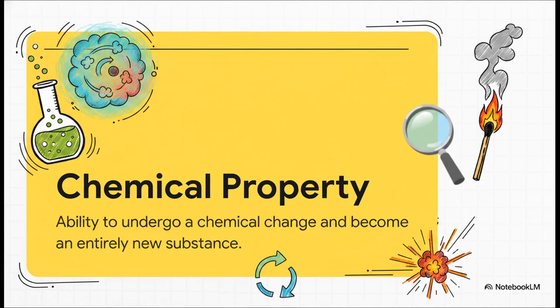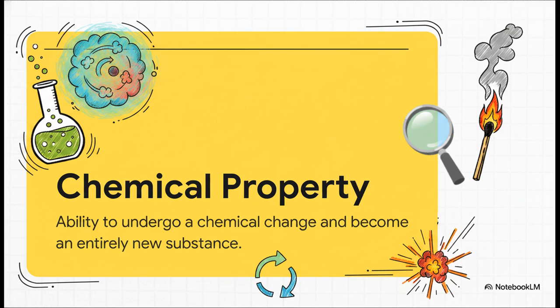But then we have the chemical property. And this is where the real drama of science happens. A chemical property describes a substance's ability to undergo a specific chemical change and transform into an entirely new substance. And I really want to emphasize that word new here.